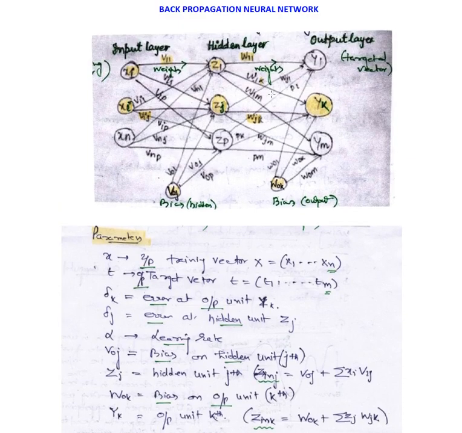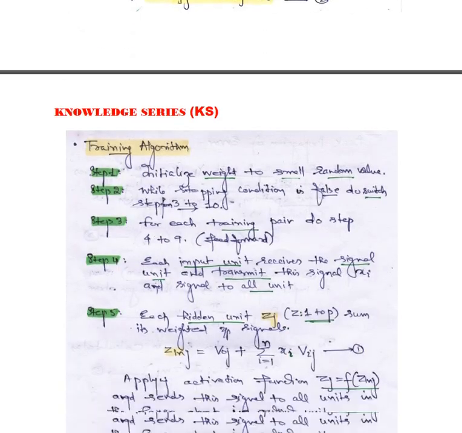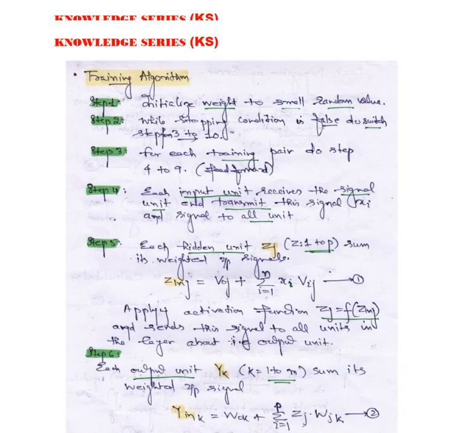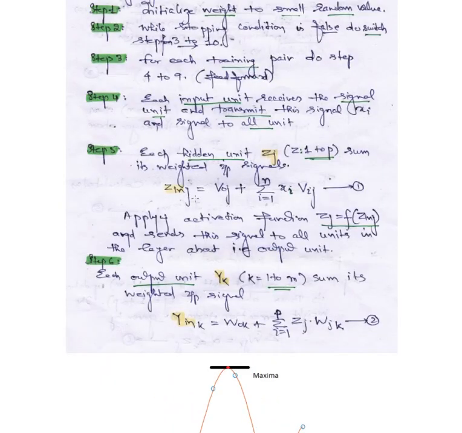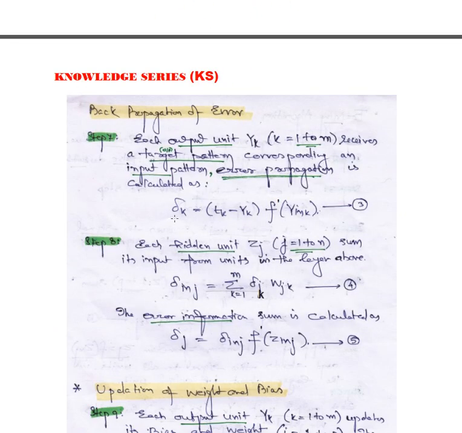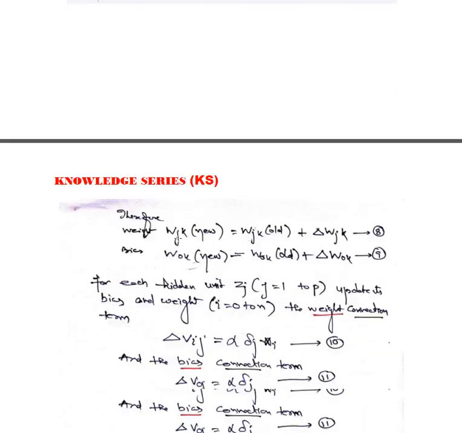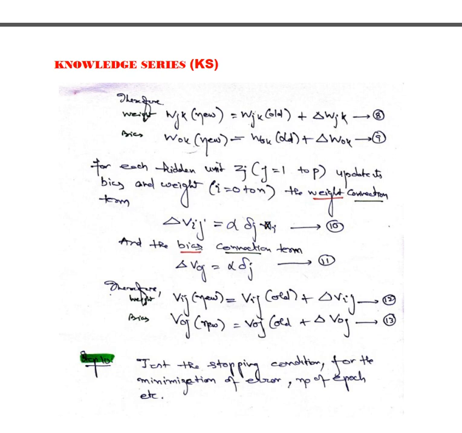So what are the stages? First you do the network drawing, then you write the parameters. After that you write the training steps. In the training steps, first you find the output, from the output you find the error, and from the error we write the updates. So that's how we write the backpropagation neural network answer, which is one of the important questions that appears in almost all the universities across the globe.